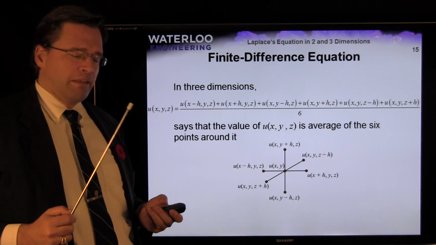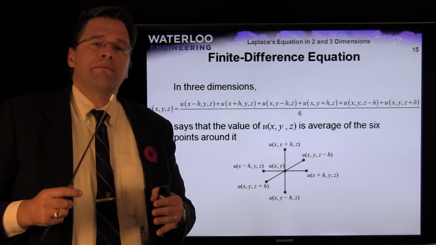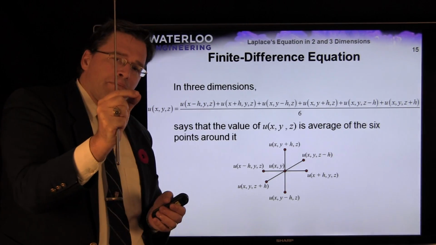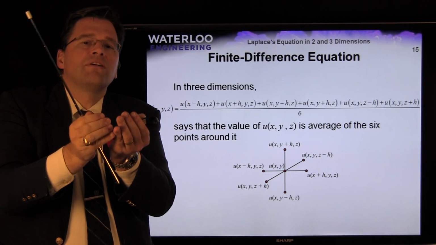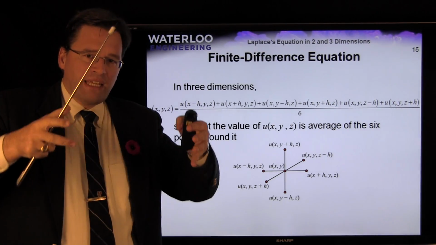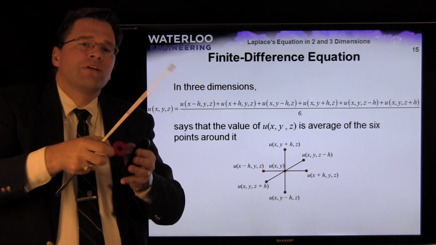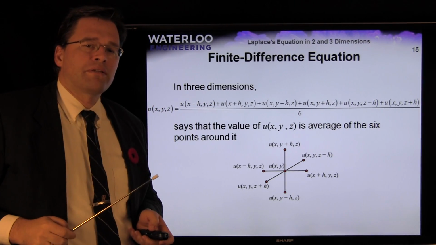What does this mean in reality? Well, in reality, it means that if I have a point here, the temperature at that point had better be the average of all the points around it in the limit as that sphere converges on that point.